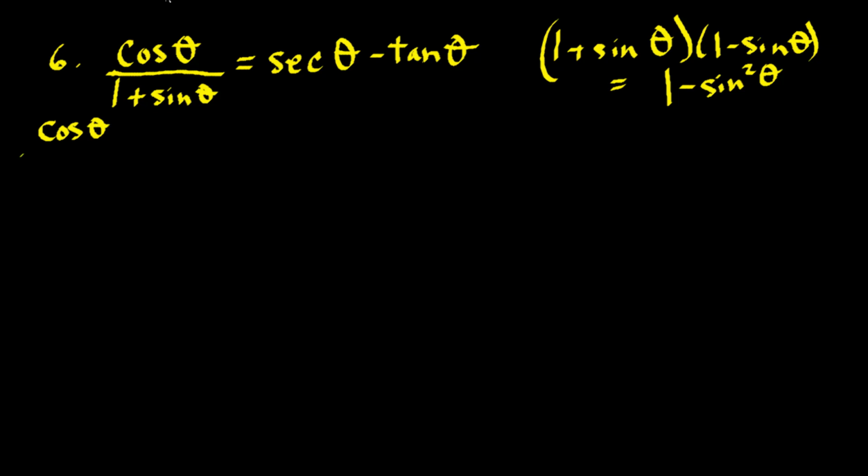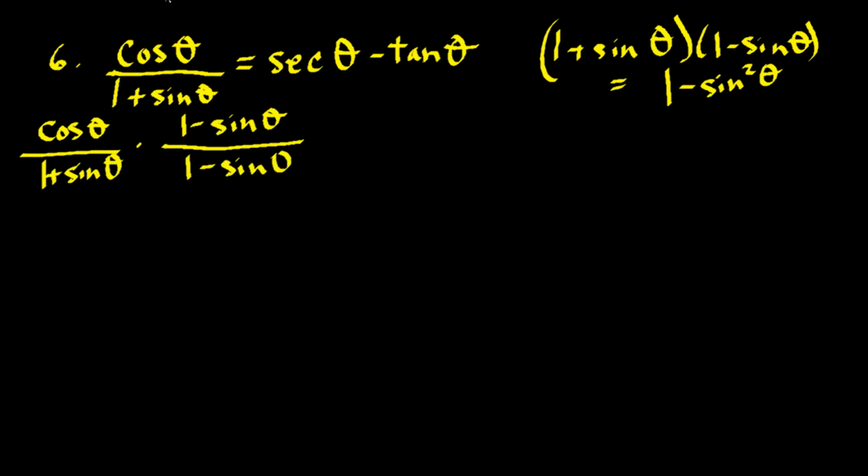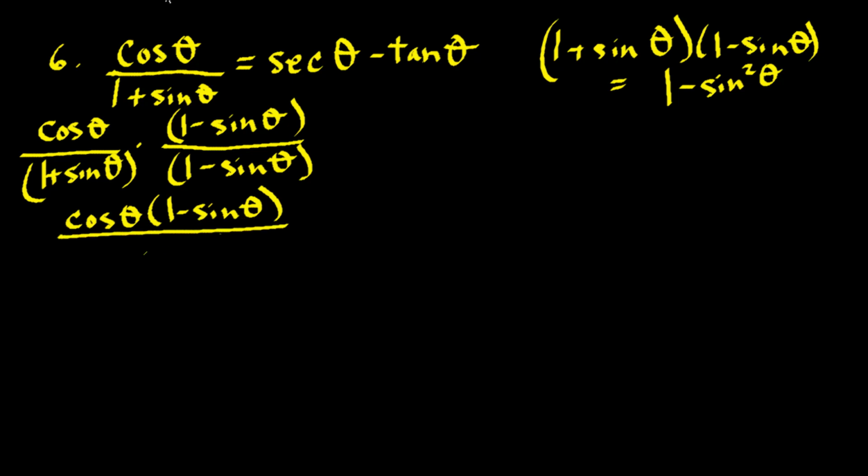Cosine theta over 1 plus sine theta, and we need to multiply by a form of 1, so we're going to multiply by 1 minus sine theta divided by 1 minus sine theta. I'm not going to multiply the numerator out yet. We'll see if something cancels. In the denominator, we get 1 minus sine squared theta.